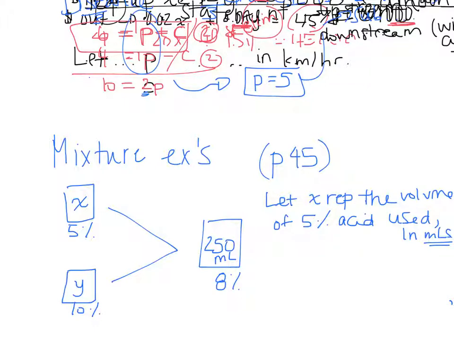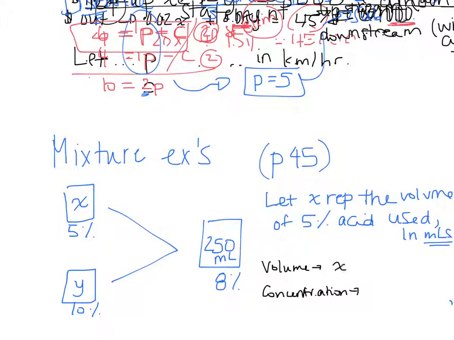When you look at these questions, sometimes it seems hard to differentiate between what goes in the first equation and what goes in the second equation. This is an example of a mixture question. 5, 10, and 8 all have to do with percentage or concentration. So we're going to make one equation that has to do with the concentration. And then the other number, the 250, is just volume. So we're going to have one equation that has to do with the volume and one that has to do with the concentration.